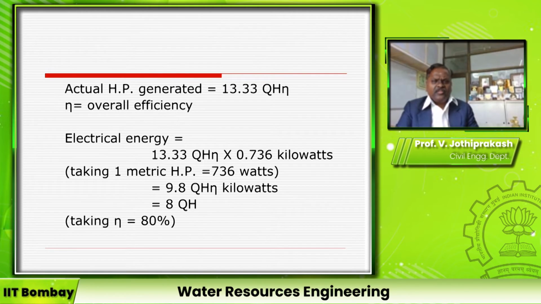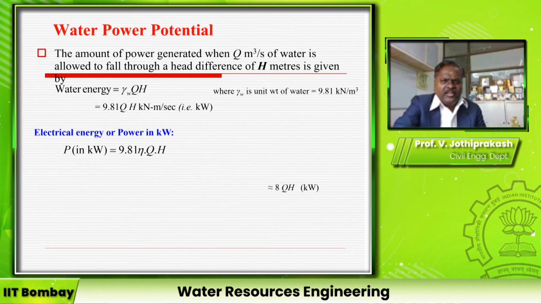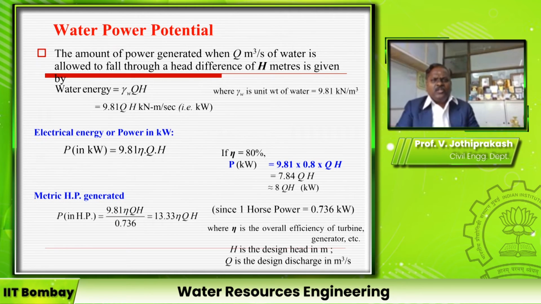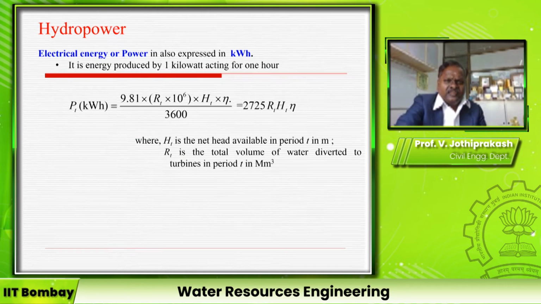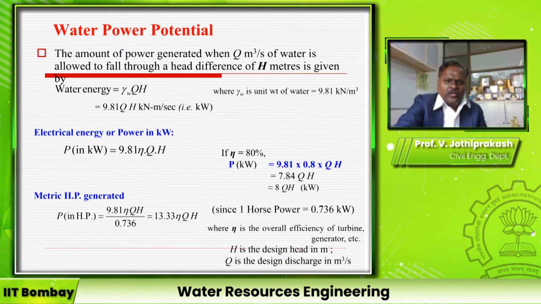Okay, so it's a straightforward equation to estimate the hydroelectric power generation from a turbine. Right? I just gave a simple example. The amount of power generated when a meter cube per second of water is allowed to fall through a head difference of H meters is given by, right, the same one. Okay, so the power generated is efficiency times discharge times head divided by 13.33. Okay, this is the conversion from horsepower to kilowatt hours.